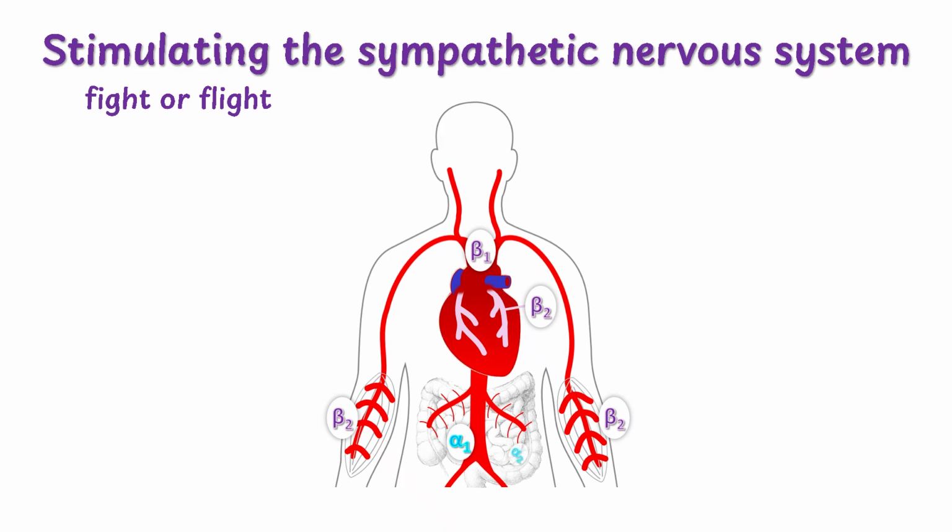Alpha-2 receptors are located presynaptically on sympathetic neurons supplying blood vessels. They reduce noradrenaline release, acting as a brake that fine-tunes sympathetic tone.